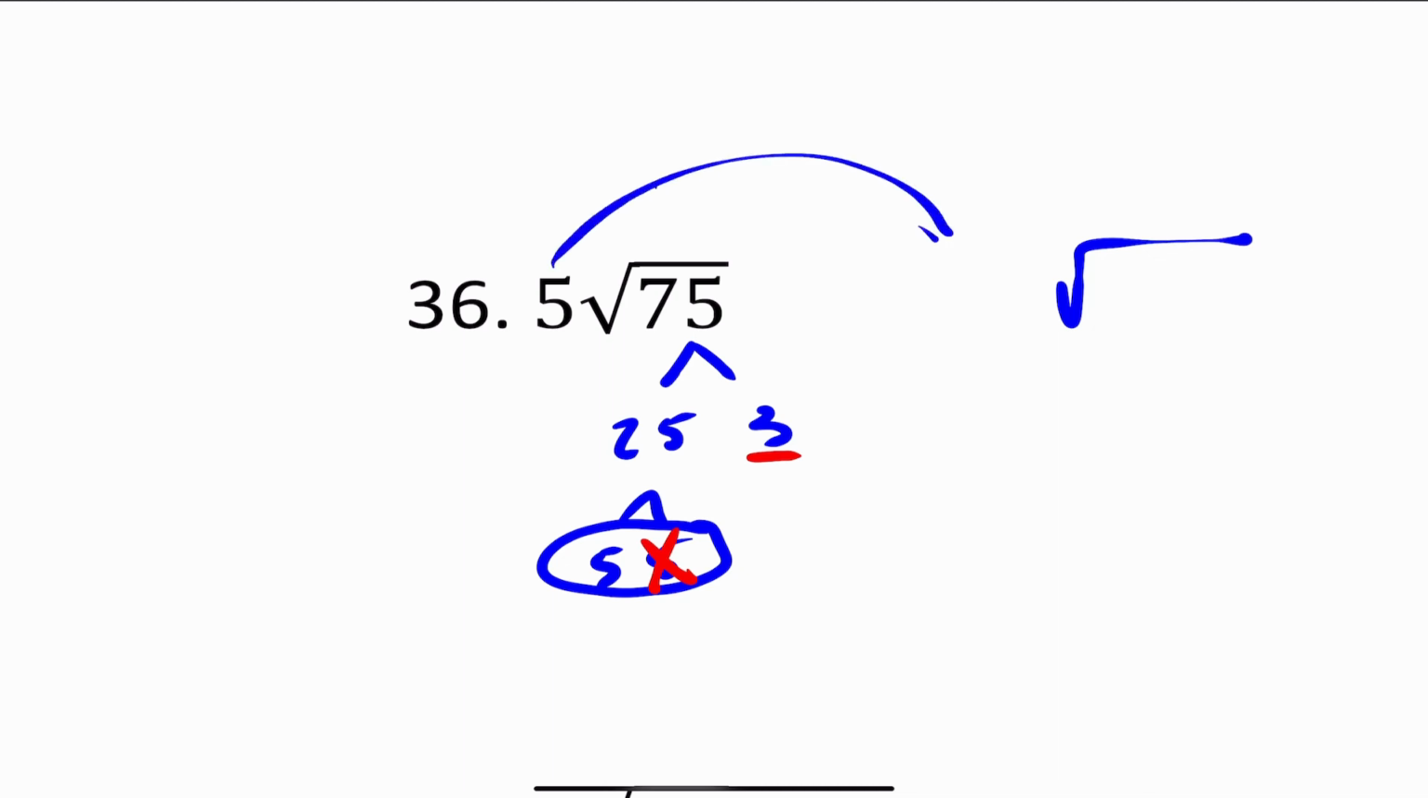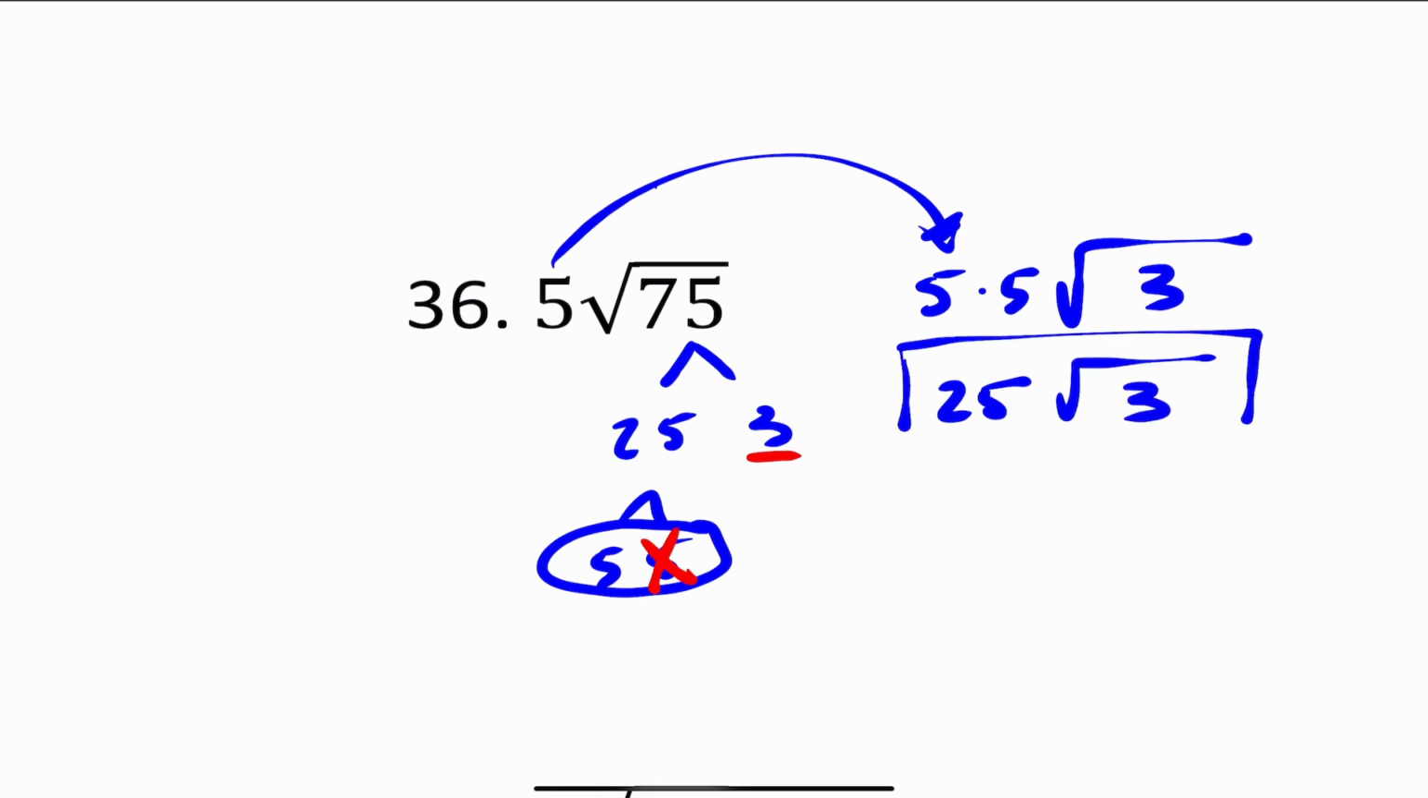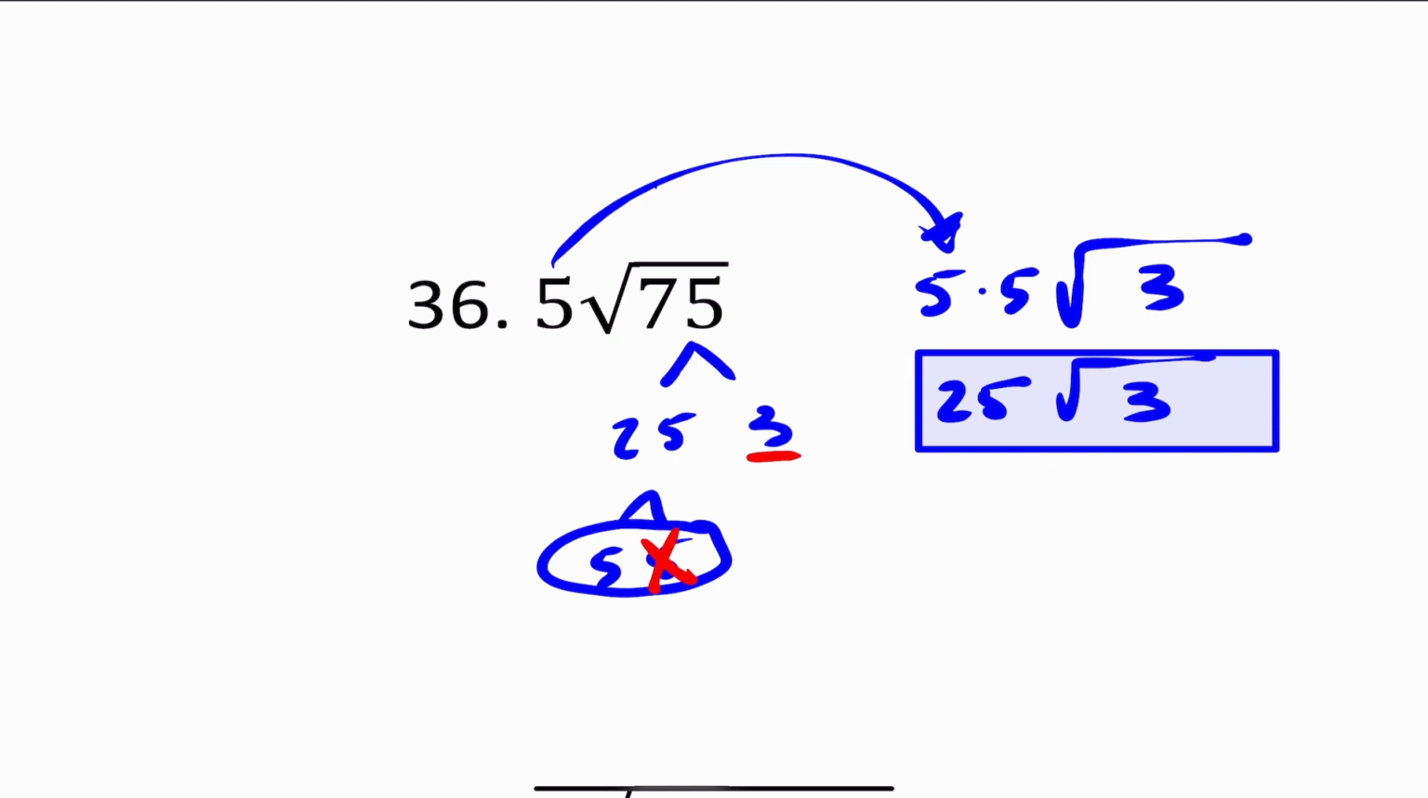So this 5 is going to stay there, and then this 5 here is actually going to go outside with that 5. Okay, so then this 3, since it's alone, it doesn't have a pair, it's going to remain inside of the square root. So 25 root 3. 5 times 5 is 25, so 25 root 3 is my answer. Okay?